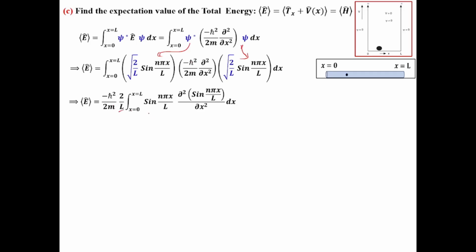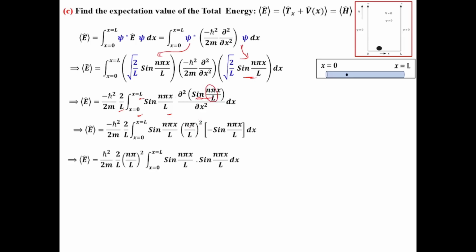So it will be 2 by L, and the integration limit is x equal to 0 to L, sine n pi x by L, and this is the double derivative of sine n pi x by L, right? If I am going to do the double derivative, the first derivative is cos, the second derivative is minus sine, and this factor n pi by L will be multiplied 2 times. So it will be n pi by L whole square, and the derivative of sine is cos, and of cos again is minus sine, so minus sine n pi x by L dx, right?